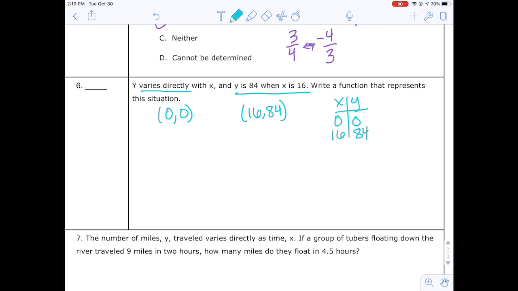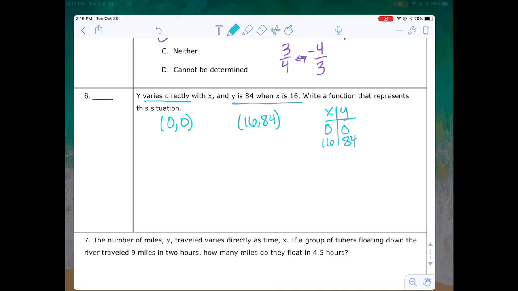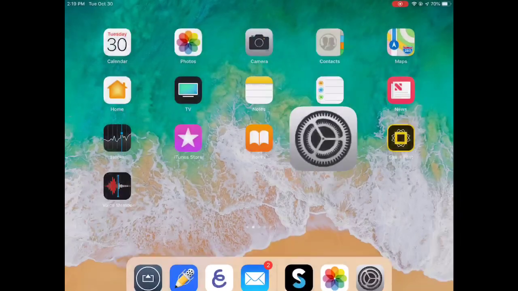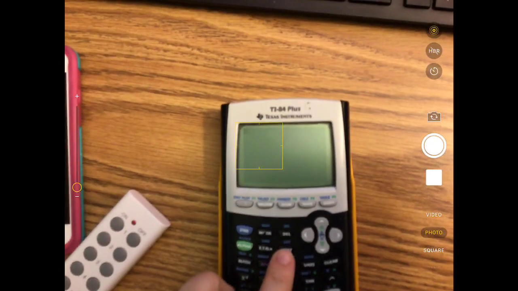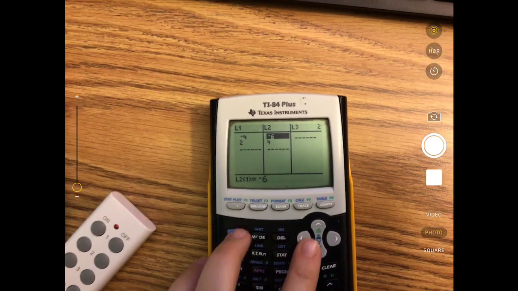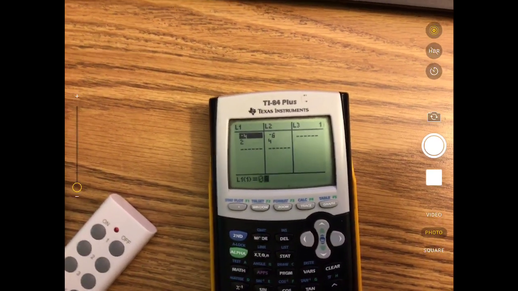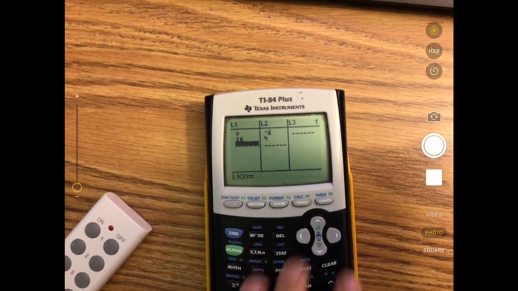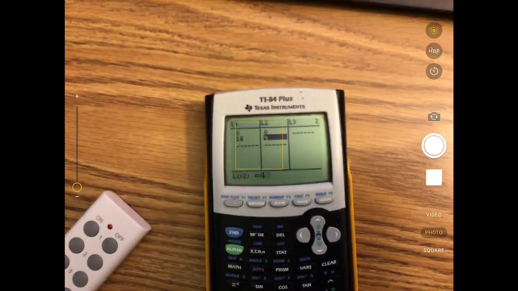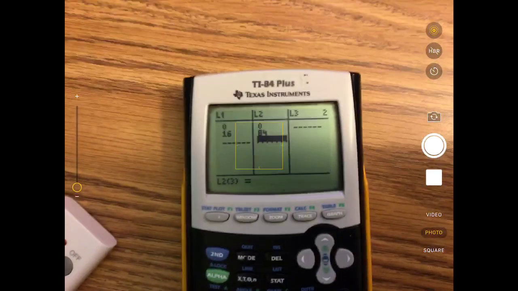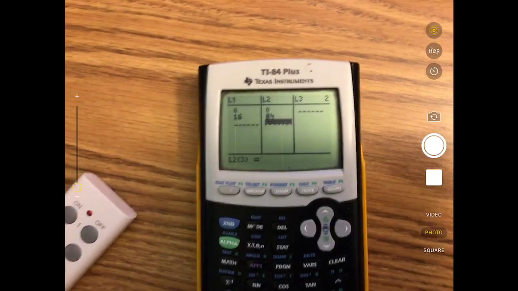So I'm going to show you these steps. Looking at my calculator, I'm going to hit this stat button and enter. I'm going to type 0 and 16, and then 0 and 84. So I've plugged it in exactly like I wrote it.